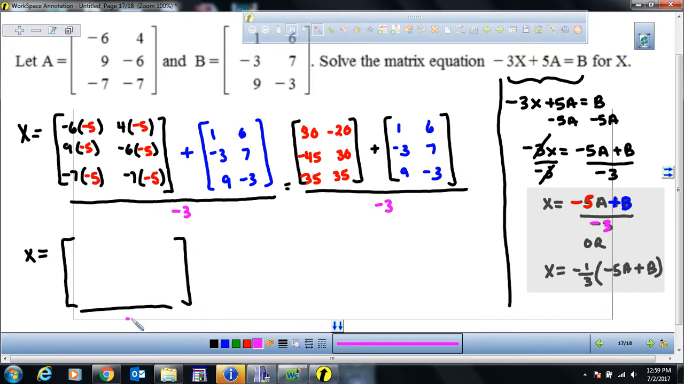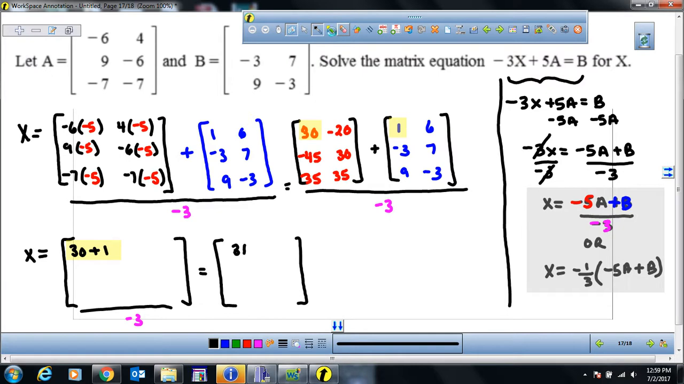So remember that when we add them, we need to add them component-wise, meaning that the element in the first row, first column is going to be added to the element in the first row, first column. So that is going to give us 30 plus 1, which is 31 right here. Next, the element in the first row, second column needs to be added to the element in the first row, second column, which is negative 20 plus 6. It's going to be a negative 14.